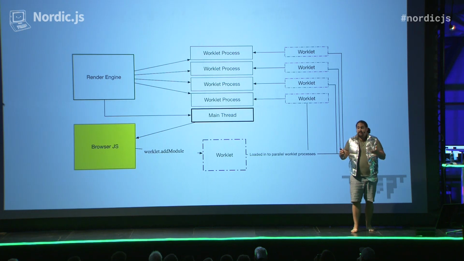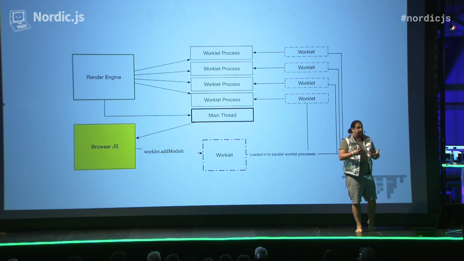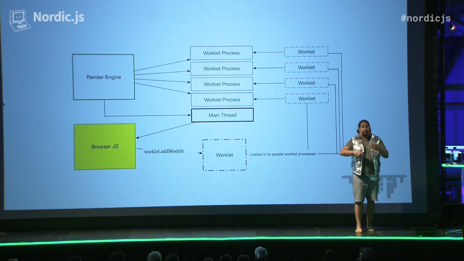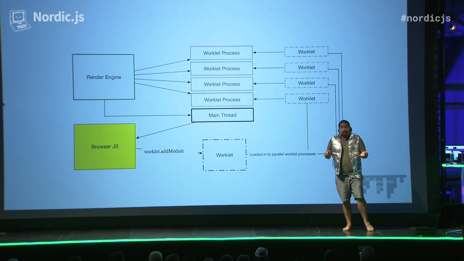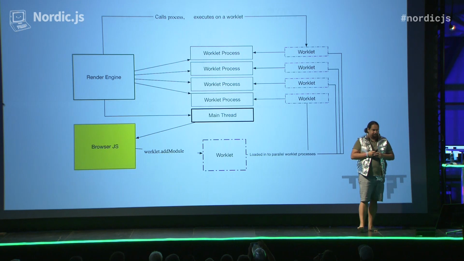But the key here is worklets don't have scope. You can't guarantee that a worklet will be called within the same scope every time. And they're in multiple threads so that they can be parallelized and kind of run at those native speeds. When something needs to get used, it gets used by the render engine calling it. So it'll call that process function.